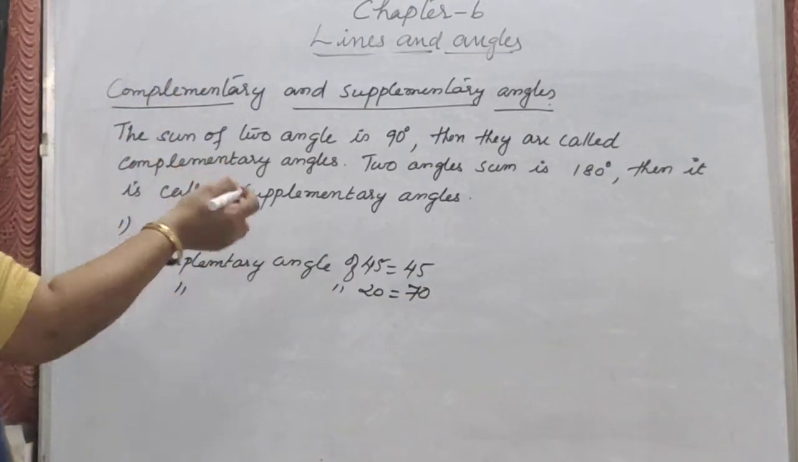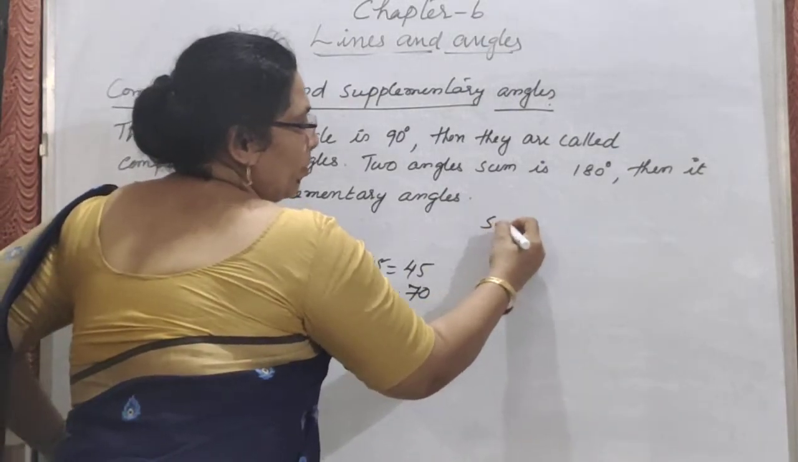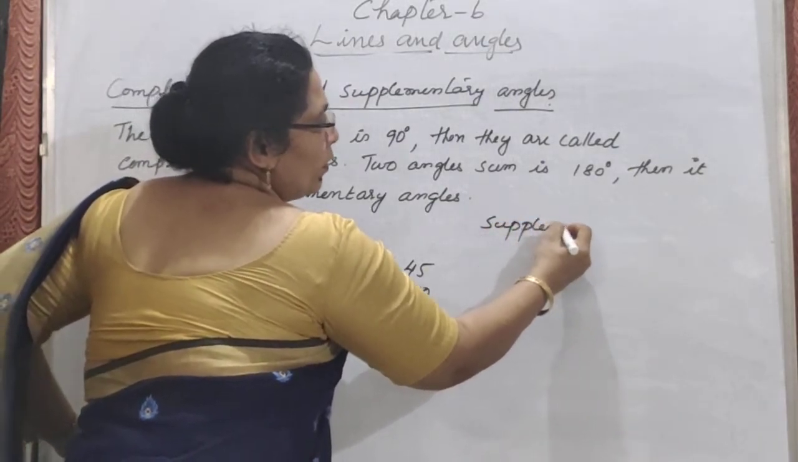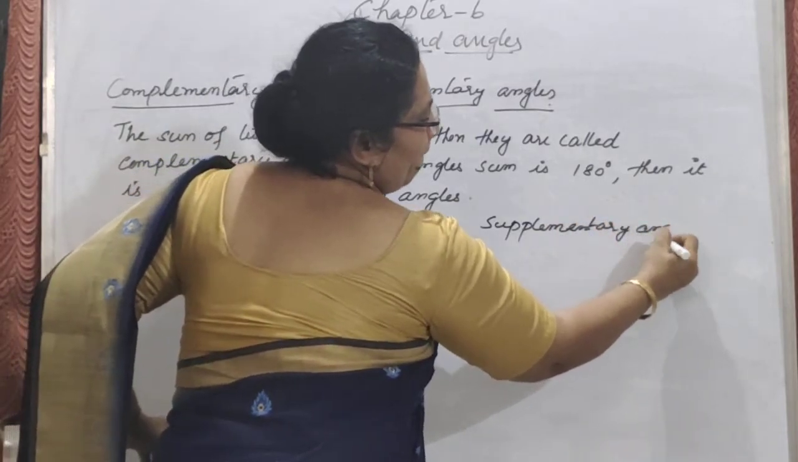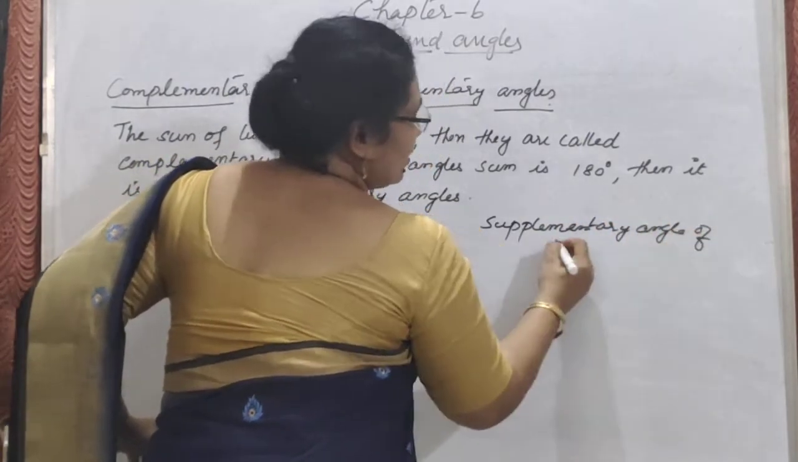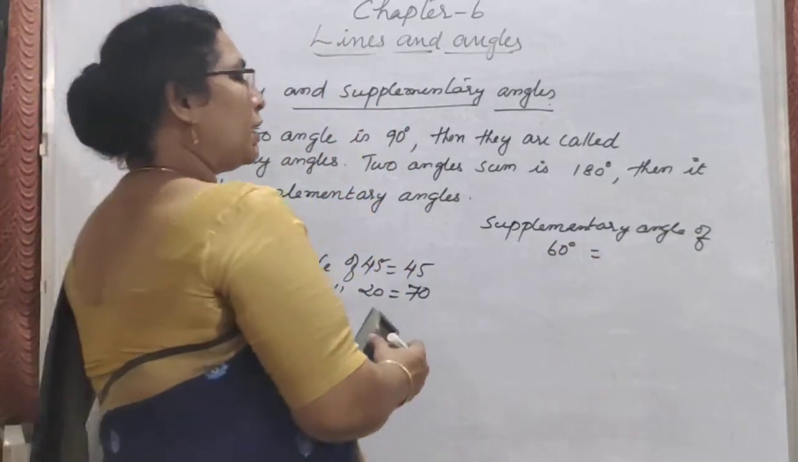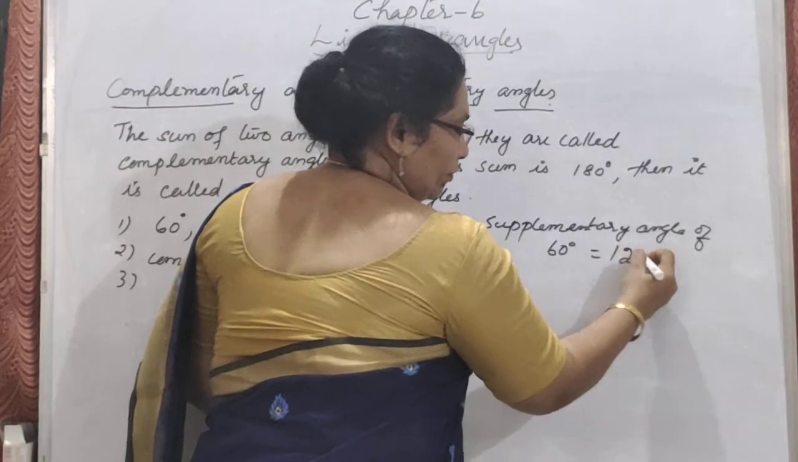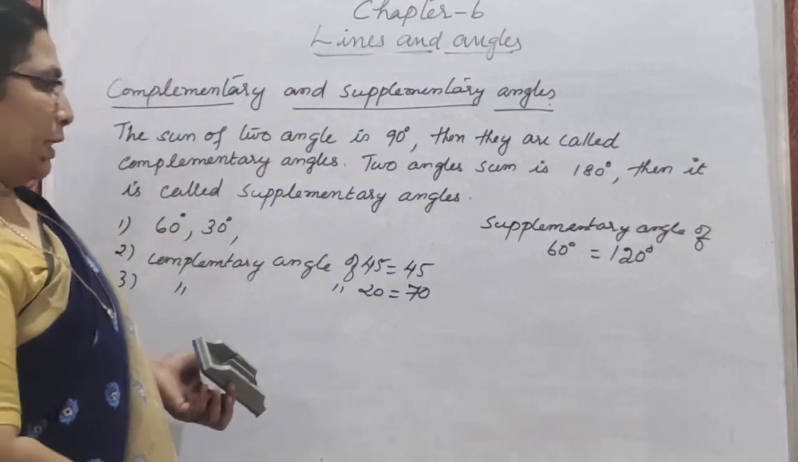Like that we can write the supplementary angles. Suppose I am writing the supplementary angle of 60 degrees. What is the answer? You can tell me. The supplementary angle of 60 degrees is equal to 120, right? Because 120 plus 60 is equal to 180 degrees.